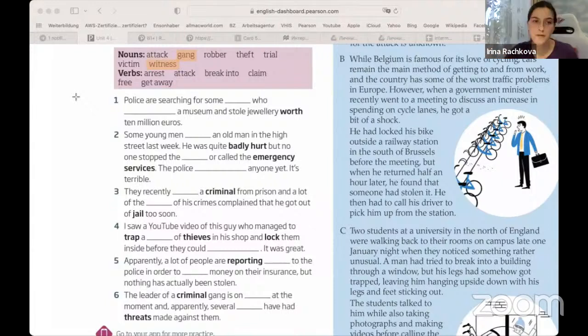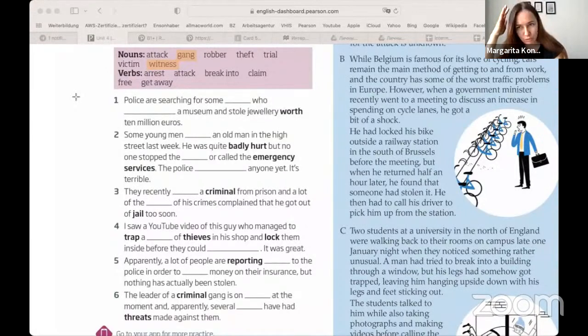Free. It's a verb. Освободить. Yes, that's right. We know it as an adjective, but it can also be a verb, yes? Like, he was freed from the prison. Okay. And get away? Это сбежать куда-нибудь. Sorry? Сбежать, получается. Yes, get away, it can be two things, yes?